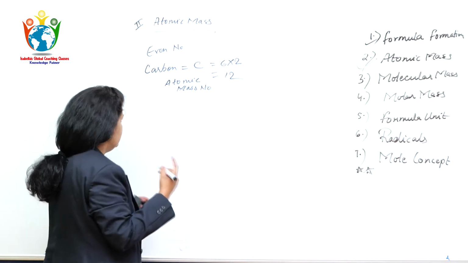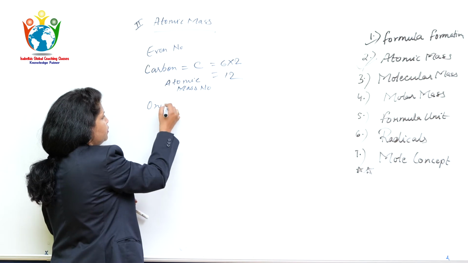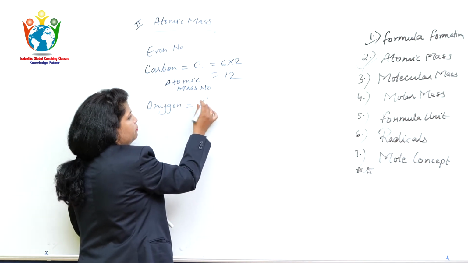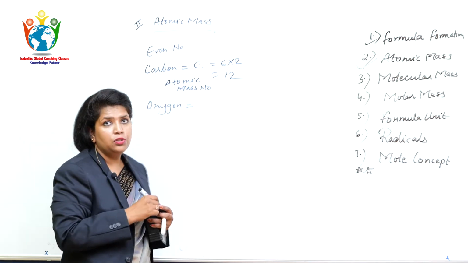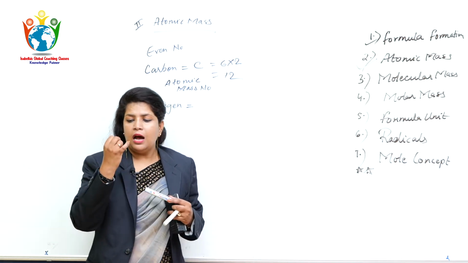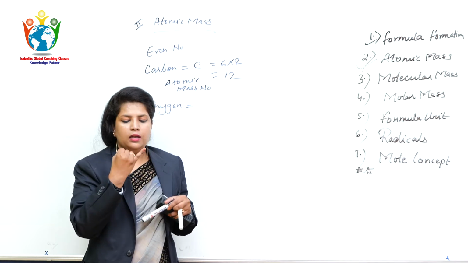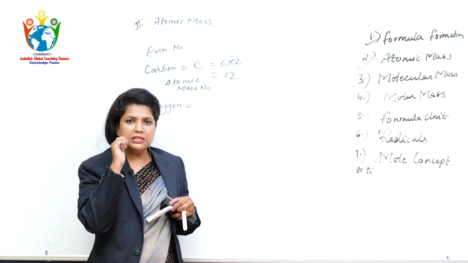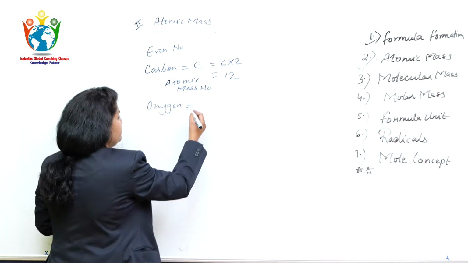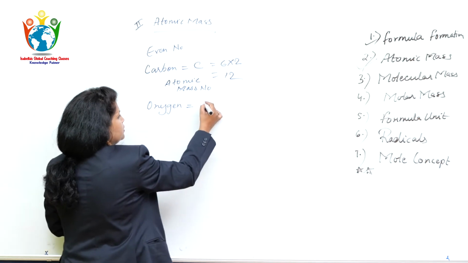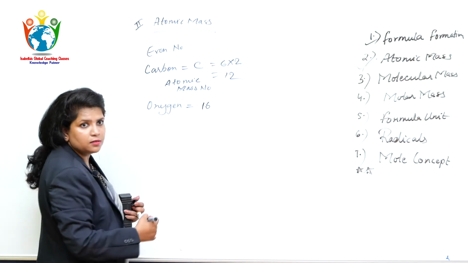Okay, now we can take oxygen if you want. Now I will do it in the mind. I would like you to do it in your mind. Hydrogen, helium, lithium, beryllium, boron, carbon, nitrogen, oxygen. That means it comes at the 8th position. 8 means what? Now you can do it in your mind. 8 into 2 is 16. You will directly get the answer.